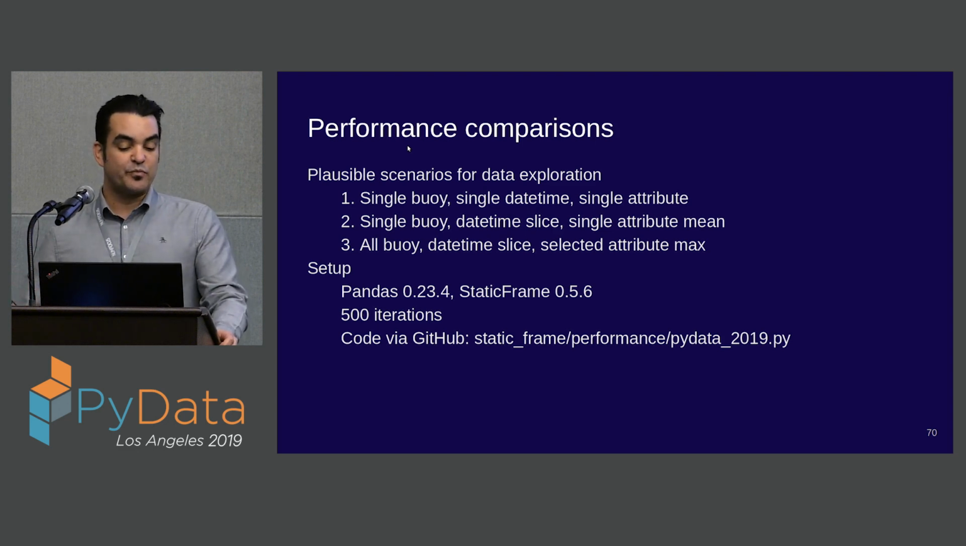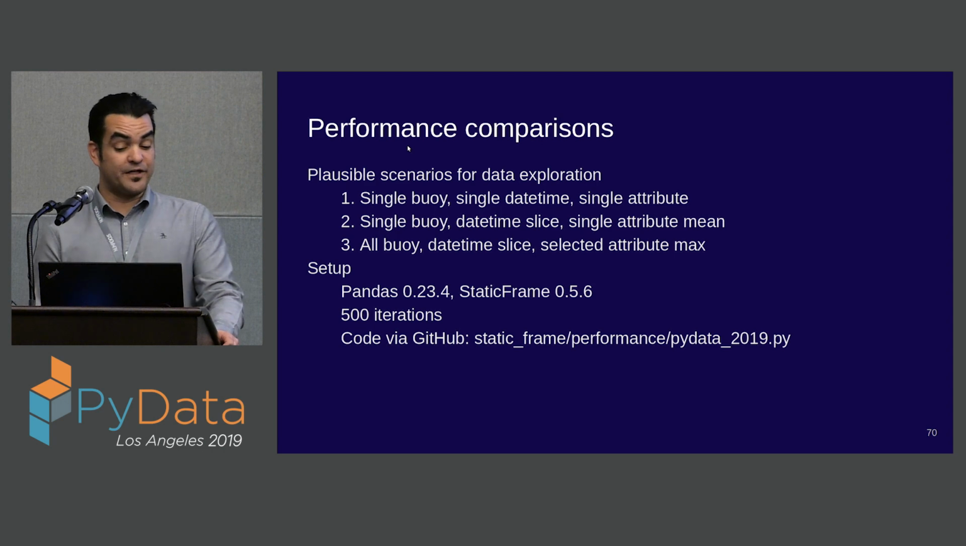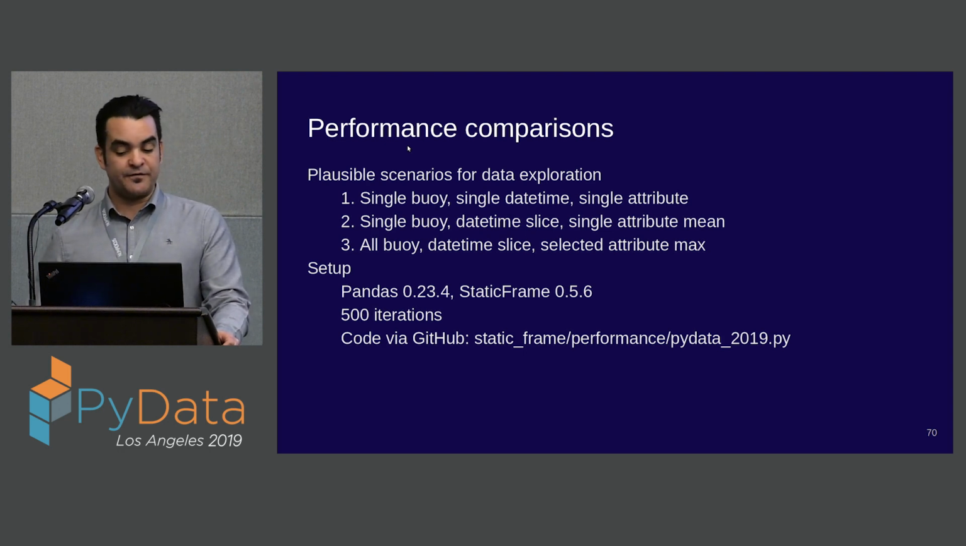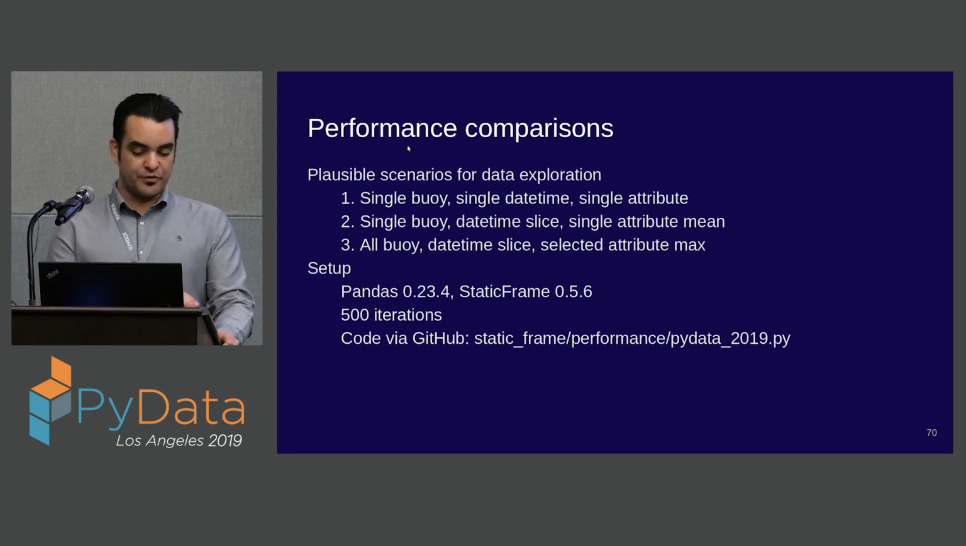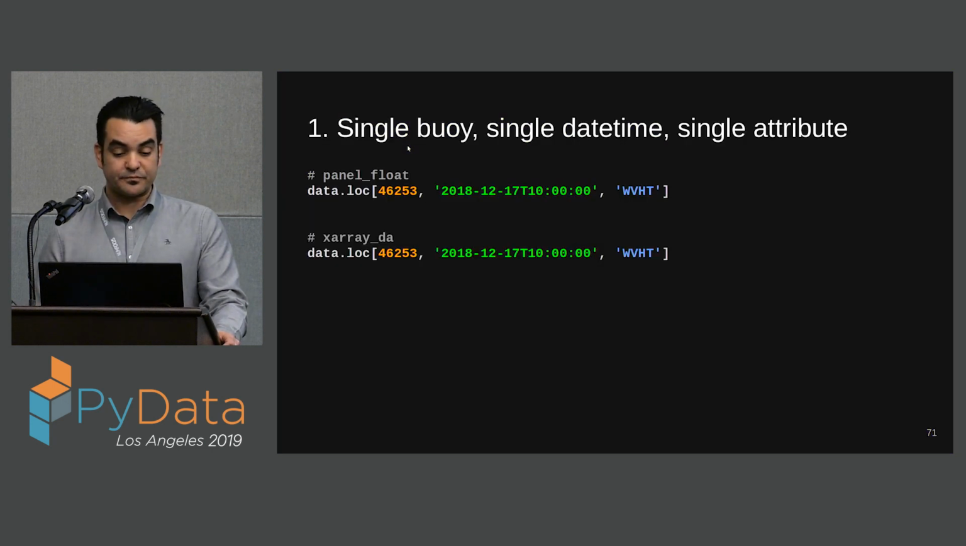I'm going to be using pandas 0.23.4. I know this is a couple versions back, but it was the last with a fully functioning panel, so that's why I chose it, and a recent version of StaticFrame. We're going to do 500 iterations of each of these tests, and the code to reproduce all of this is available within the StaticFrame library. You can find it there.